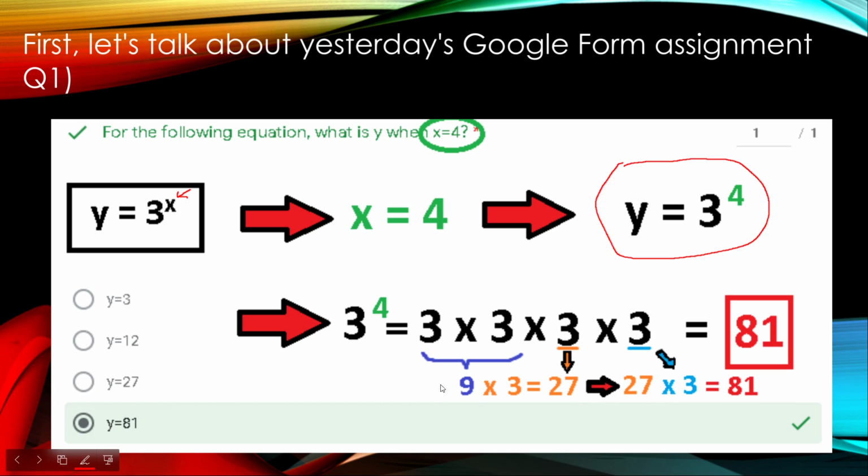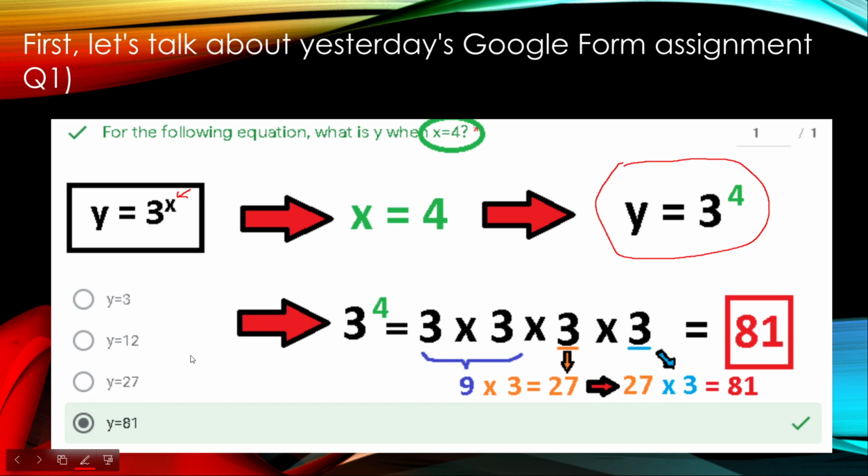Break this down into pieces. We know 3 times 3 is 9. Then we know this 9 from here times this 3 is 27. And then we take this 27, because that was all 3 of these, and then we times it by this last 3 here. So 27 times 3, this gives us 81. That's what we have here. So when x is 4, y is equal to 81.